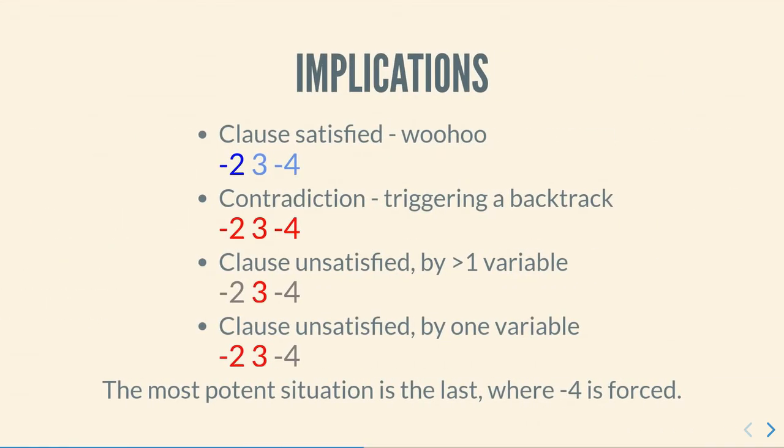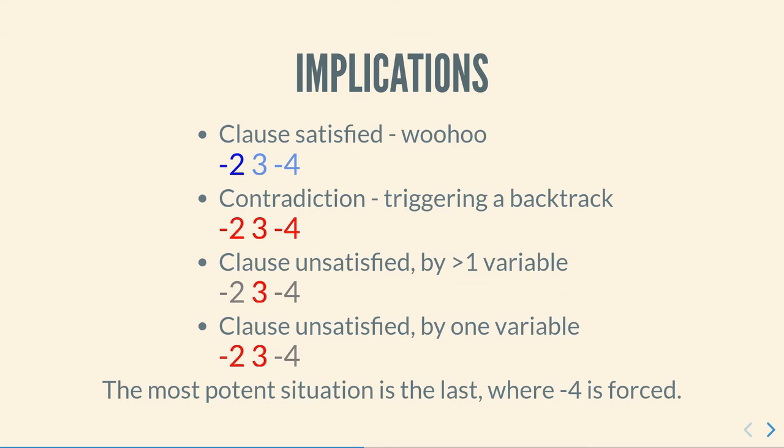In the previous scenario, when we were doing backtracking search, each of the clauses at any point in the search could be represented as being one of 4 different cases. The first one is when a clause is satisfied. Like if we have a clause not 2 or 3 or not 4, and 3 is true and 4 is false, then the clause is satisfied, and that's a great thing. We want more of that, right?